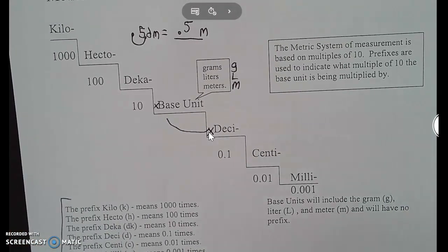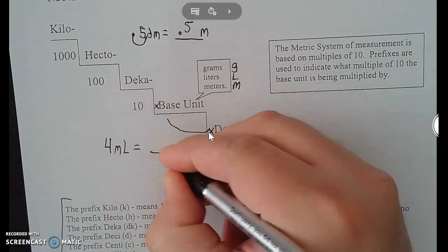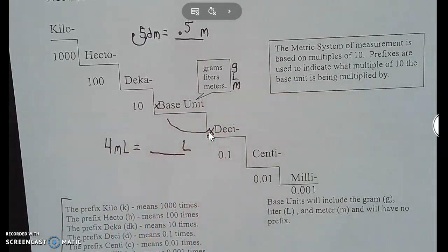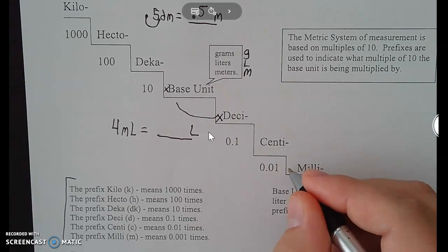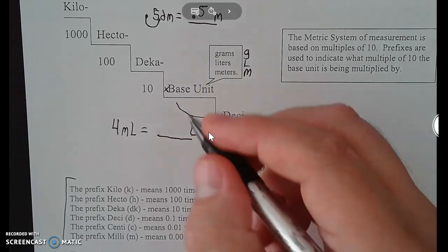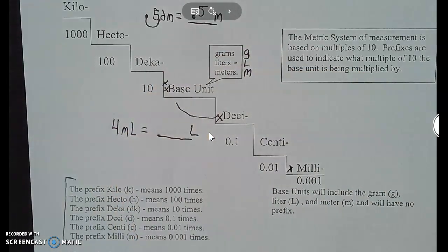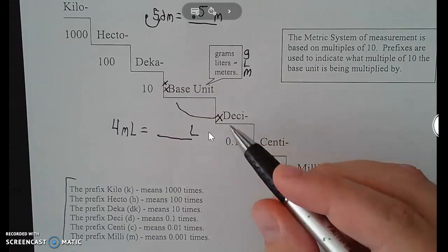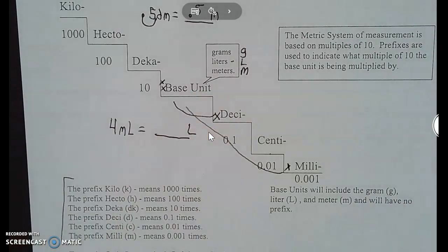So I go back up here. 4 ml equals blank L. And if you didn't know that the M was milliliters, again, you could look right here. You see that M means milli, so that's down here. So I'm going from 4 milliliters to a base unit up here, liters. Again, I'm going to count how many steps that is. That's 1, 2, 3 steps to the left. So I'm moving 3 steps to the left to get to liters.